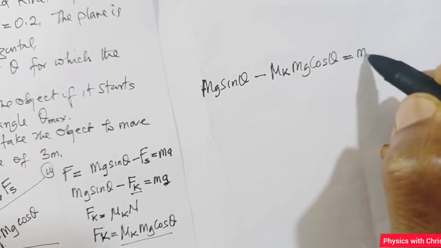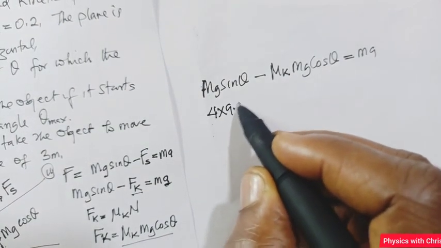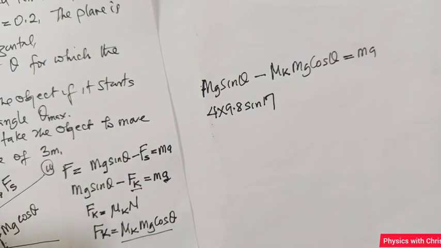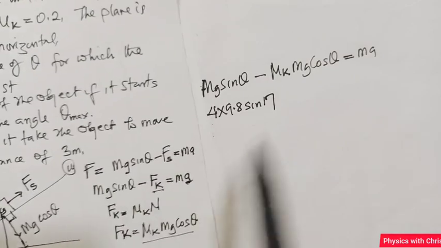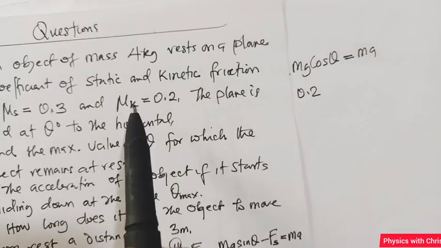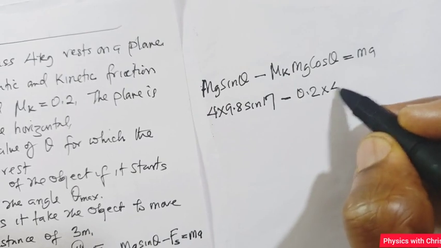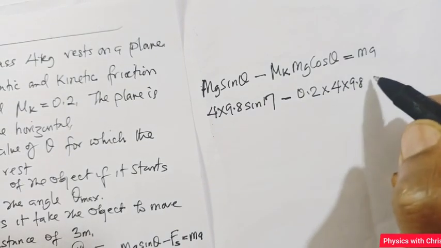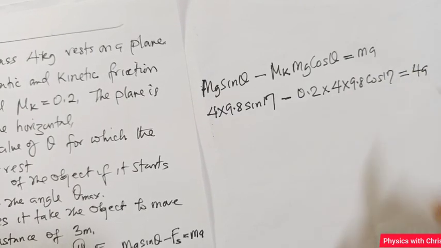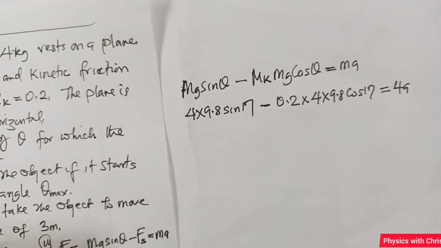is equal to ma. So the mass of the block is 4, times 9.8 sin 17, because we are told that it slides down at that maximum angle, minus 0.2, which was given as the coefficient of kinetic friction, times the mass of the block 4 times 9.8 cos 17, is equal to 4a. I want you to quickly apply your calculator to solve this.